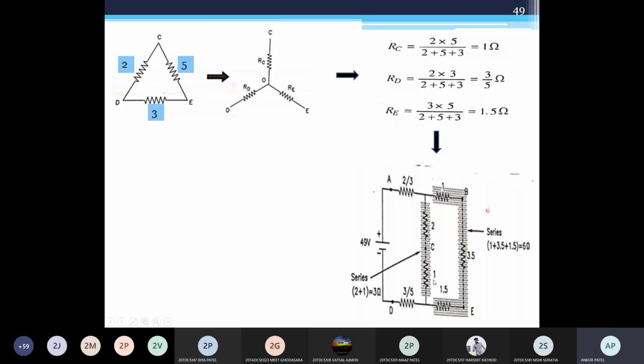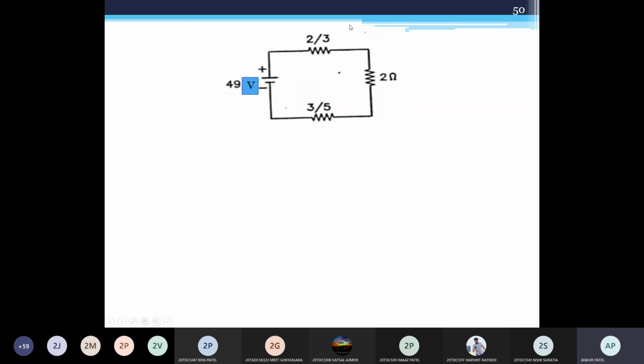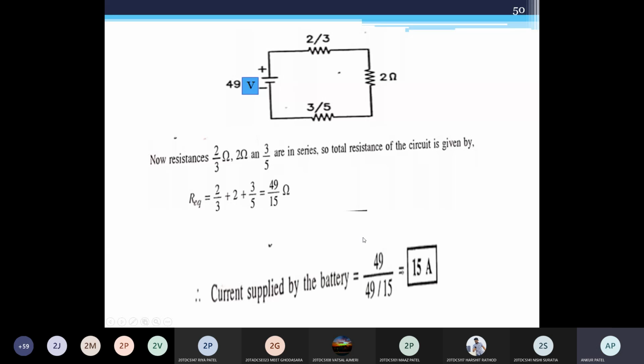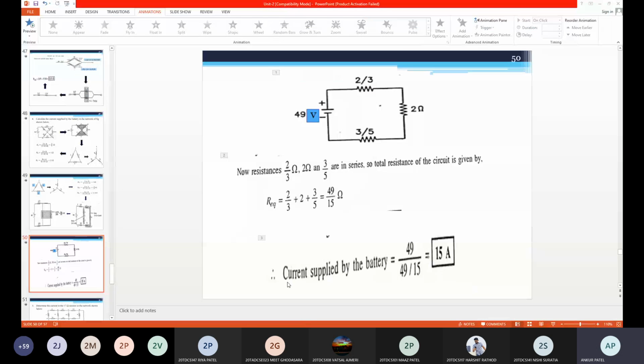So these are series connections. This is 3, this 2 by 3, 3.5, 3 and 6. So these all are in series connections. The answer is the current supplied by the battery, V by R, so that is 49 by 50 ampere. Does anyone have any doubt regarding this example?